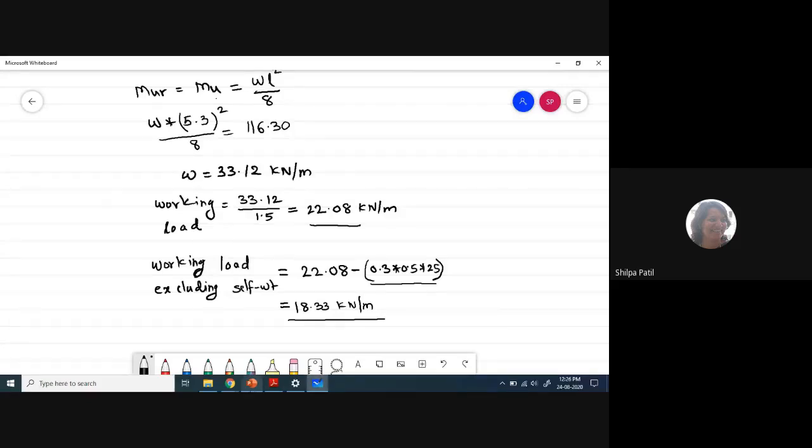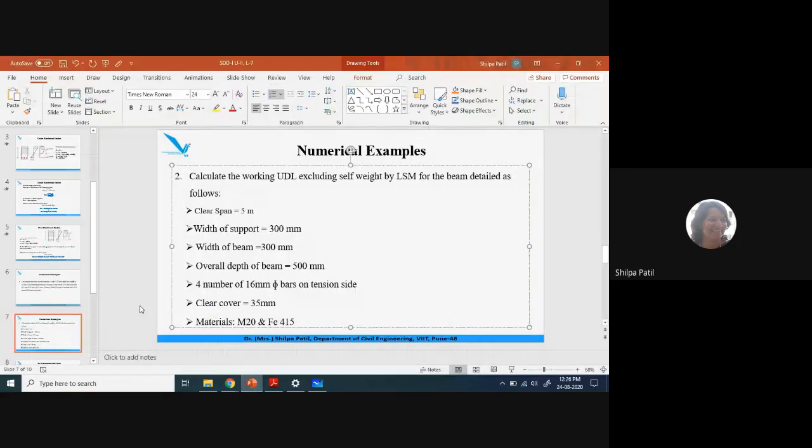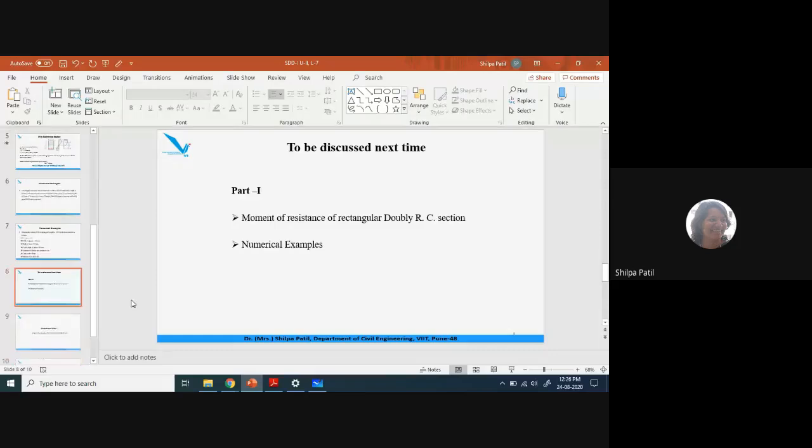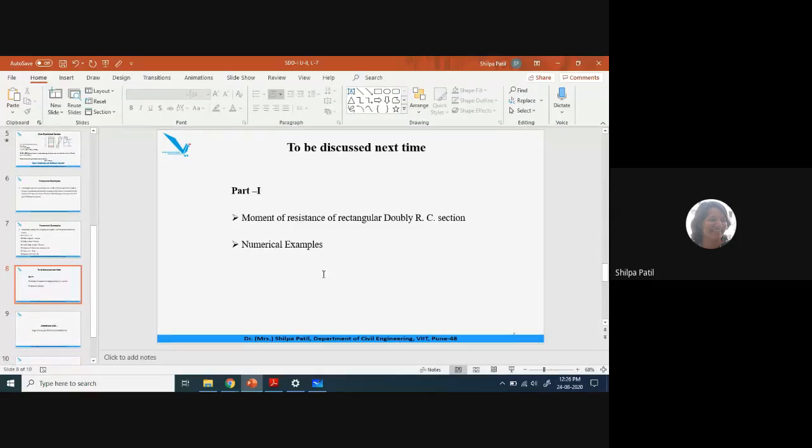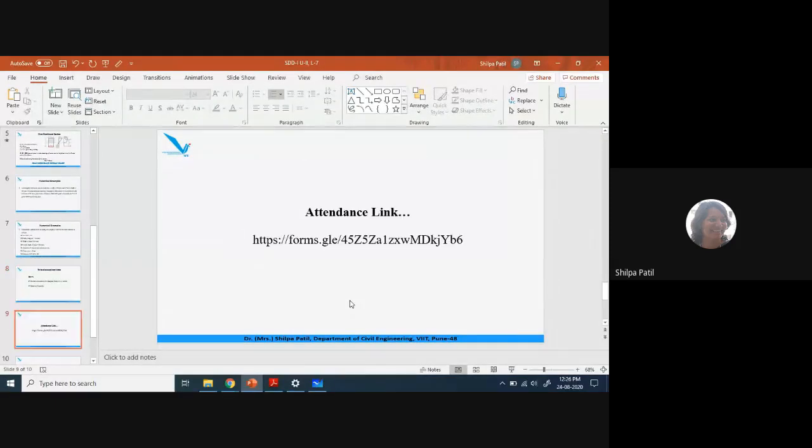So we will stop today. The time is almost over. It's time for the next lecture. We will discuss the moment of resistance calculation for doubly reinforced section. So we'll discuss first what is the concept of doubly reinforced section, where we provide doubly reinforced section, why it is needed, and then how to calculate moment of resistance and some numerical examples.